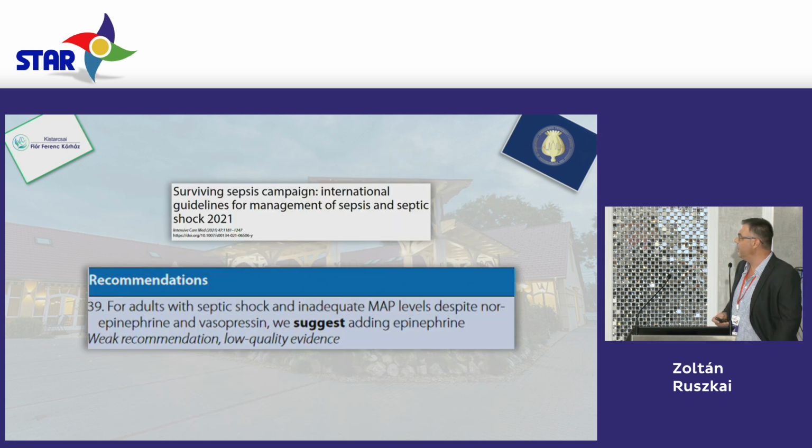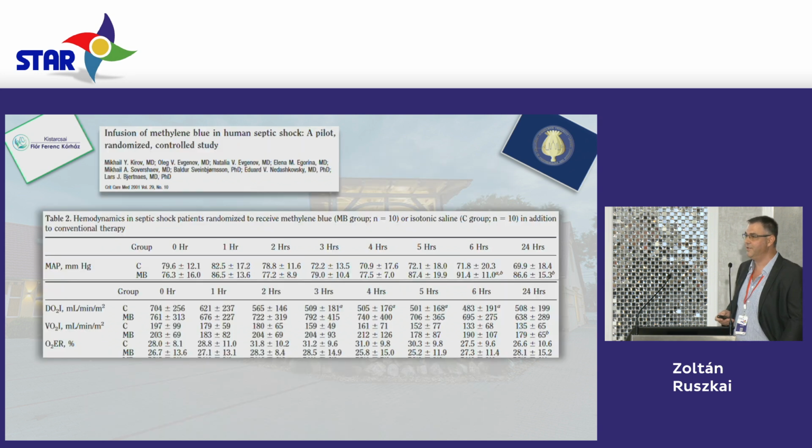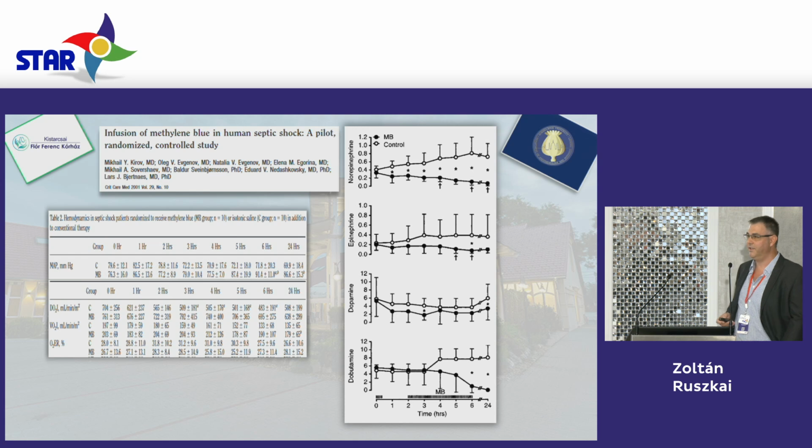So let's go further. And the guideline is suggesting only as third-line agent. It's a quite interesting thing that methylene blue has an anti-vasodilator effect, and in this interesting experiment from a member of SEPS East, Mikhail Kirov from Russia, it was found that if they give methylene blue to their patients as compared to saline infusion, there was a significant increase in MAP.